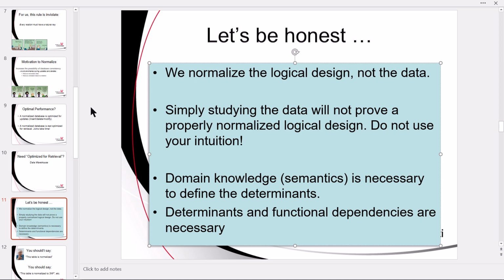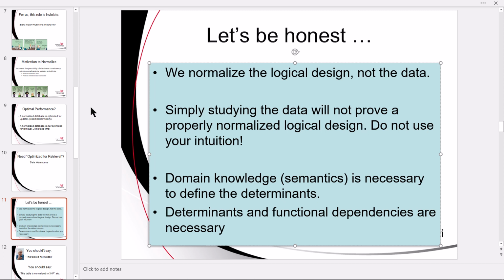So when you see this slide, you will not see the word schema there. Don't use your intuition. Don't look at the data. Don't decide that based on a little snapshot that you have a normalized table. It's too late at that point. The design work happens at the logical step, and before that, even at the conceptual step.